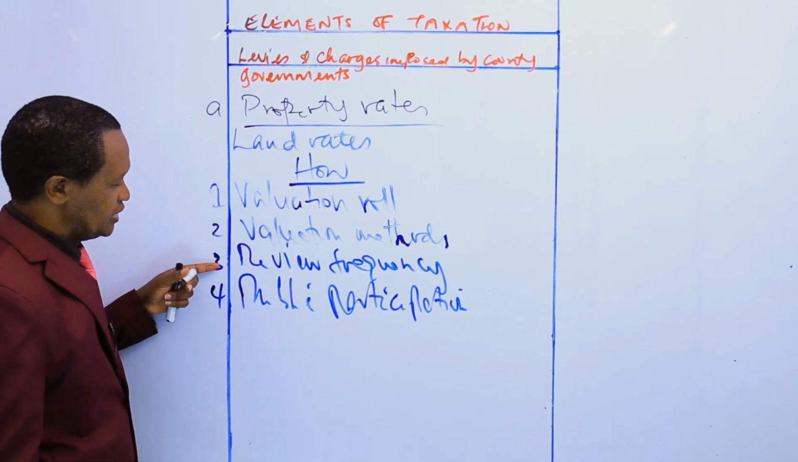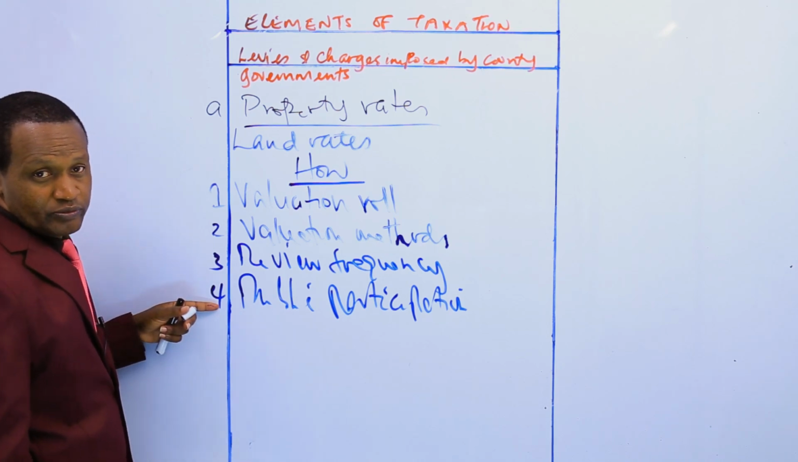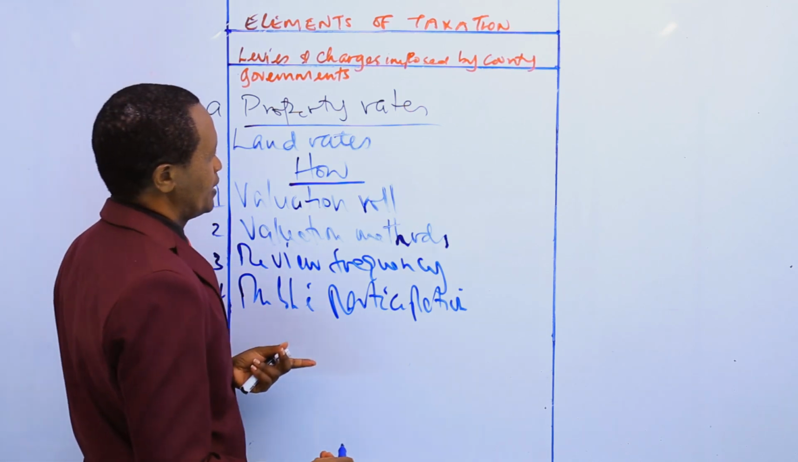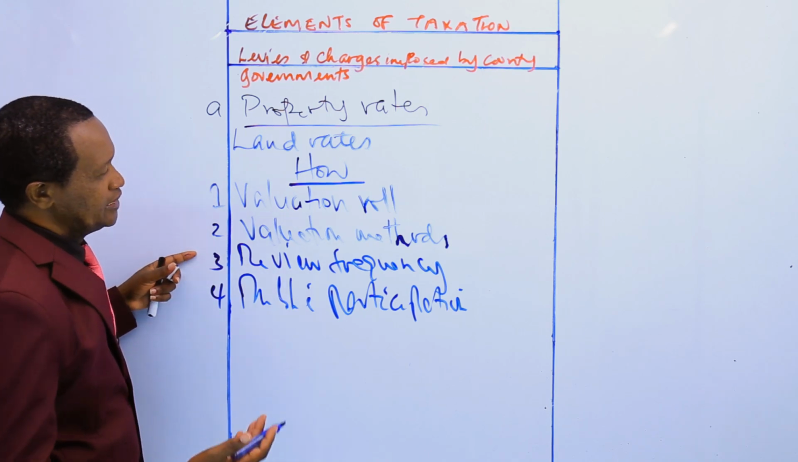Then number 4, we are highlighting public participation. Before imposing or varying property rates, county governments are required to engage in what we call public participation, allowing property owners to contribute to decisions on rates, on amounts, and also valuation methods. So that is how property rates are determined.